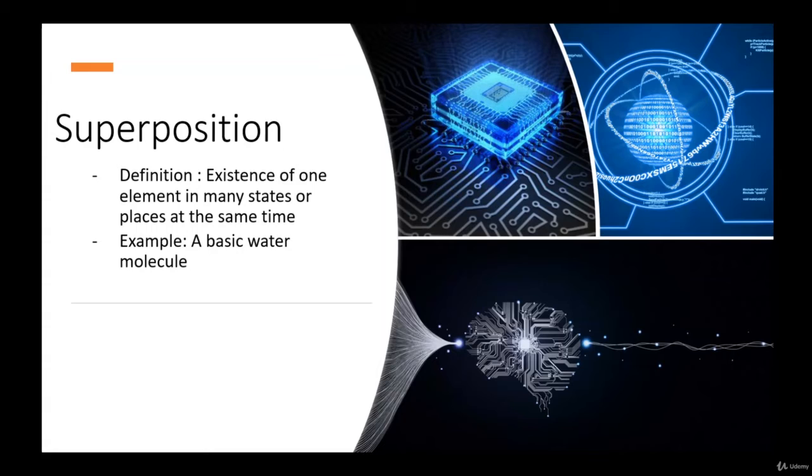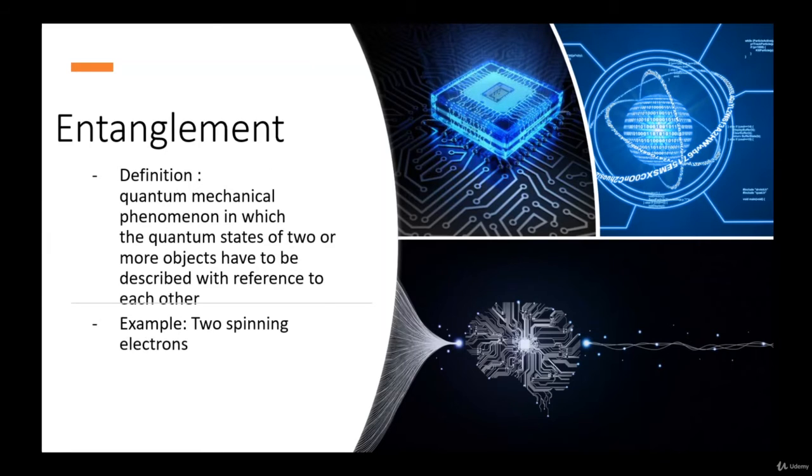The electrons that will be left behind when the atoms of oxygen come in reaction with the atoms of hydrogen: we will have two electrons left behind, and those electrons will be in superposition because, as I said, they will be in two places at the same time. In summary, superposition simply refers to the fact that an element can exist in multiple states or places at the same time. So this would be it for superposition.